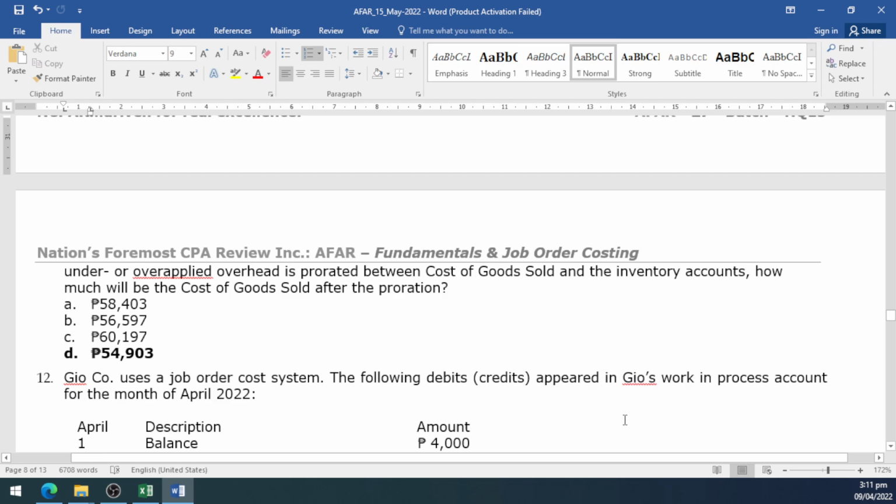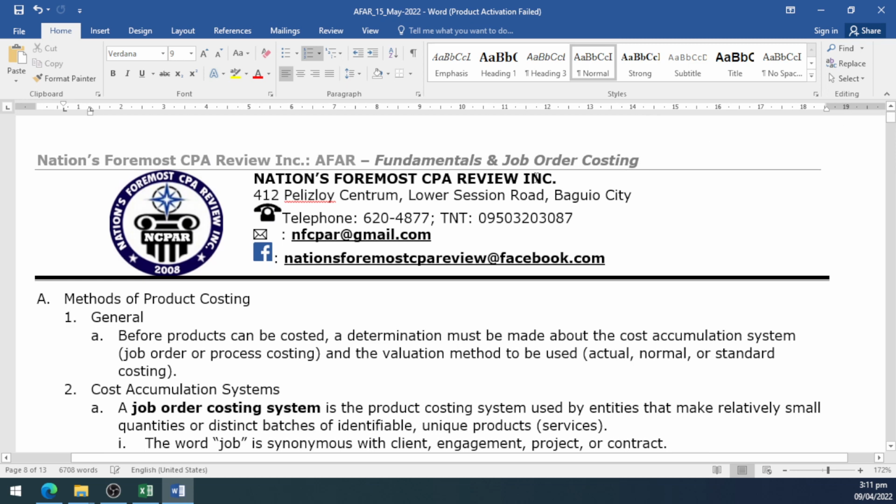Okay, so, that completes our Afar 15. Thank you sa inyong pakikinig. Ang susunod natin ay Process Costing Material Afar 16.